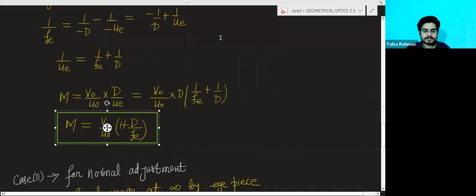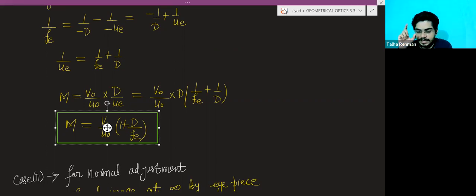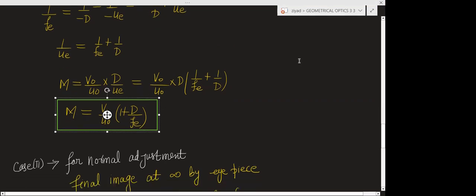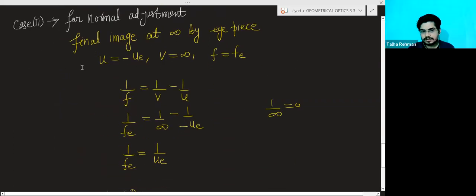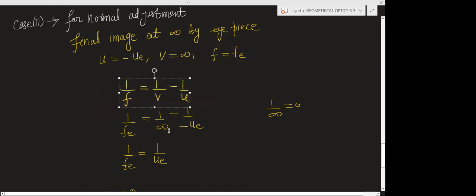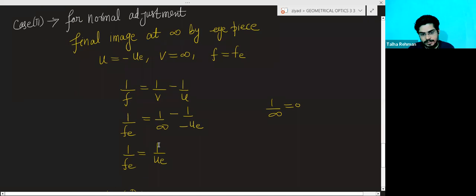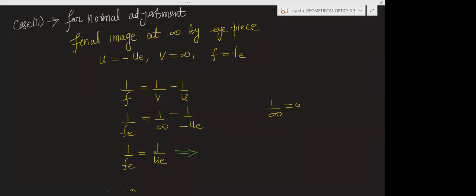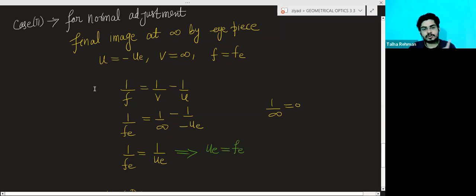Now for the normal adjustment, we know where the image will form. The image will form at infinity. So all the values will remain the same. The final image is at infinity. So U will be minus UE, V is equal to infinity, F is equal to FE. Apply this formula, put the values, and you will get the value of 1 upon UE. Basically, you are getting UE is equal to FE. The value of UE you are getting is FE in case of the normal adjustment.